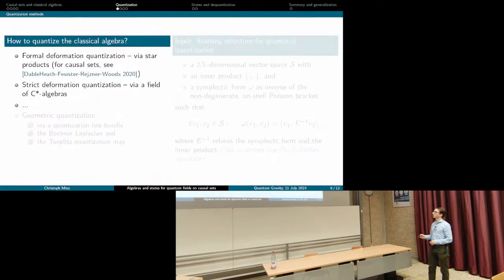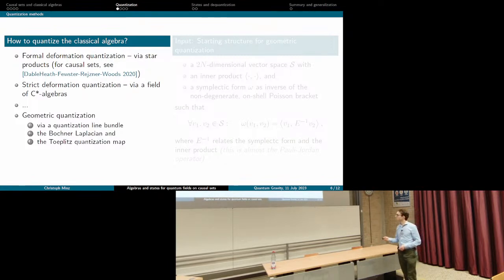So far, everything was classical. Now we want to go quantum, and usually a few methods that you could think of to quantize are deformation quantization in the formal way on causal sets. It has also been done in this paper here. You can also do strict deformation quantization, which is a bit more mathematically involved, and there are many other methods. But what I want to talk about is geometric quantization, and in particular, I will highlight these 3 points that we will need to get a quantum algebra for that.